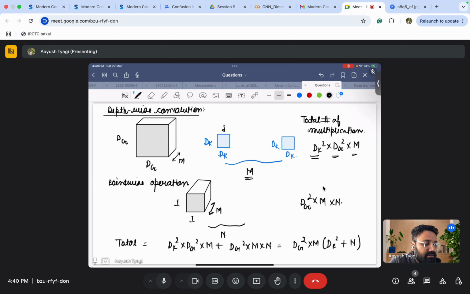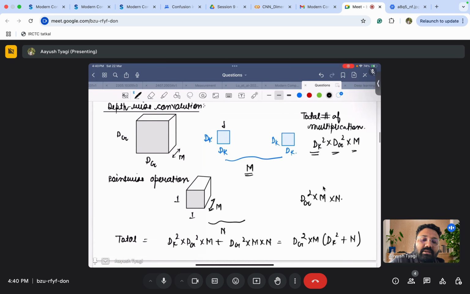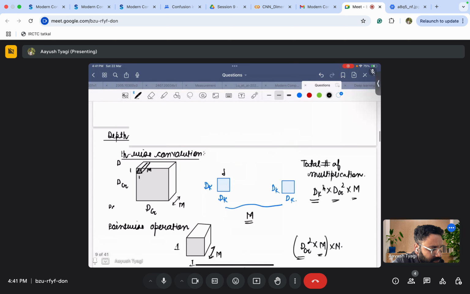This is your step 1, the first part, the depth-wise operation. Additionally, what you generally do is a point-wise operation. In the point-wise operation, you are learning a 1 cross 1 cross m filter. In that case, what will be the number of computations? You will have dg square into m operations, because you are traversing through the whole image and checking across m. So this will be 1 cross 1, with m as the depth dimension, and you're doing this operation on the output, basically.